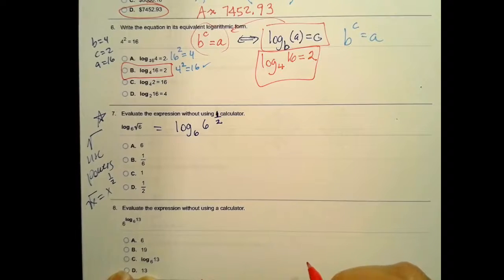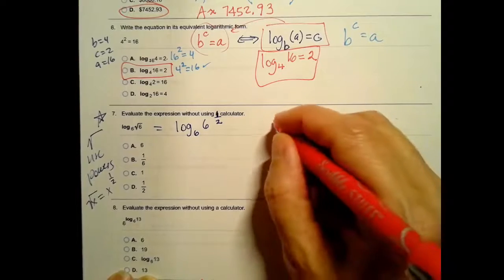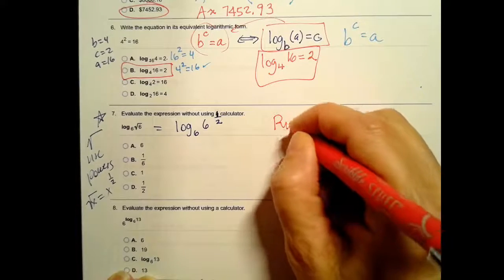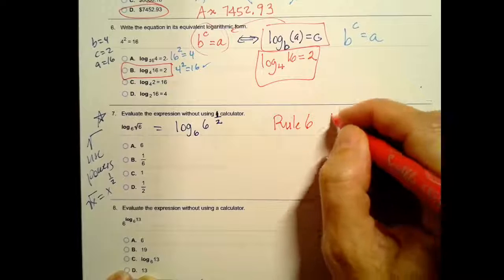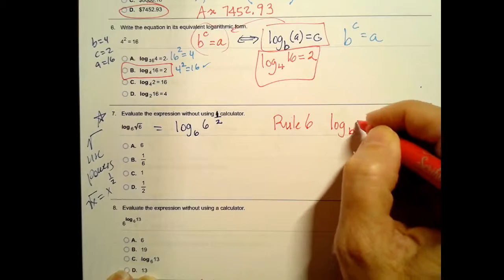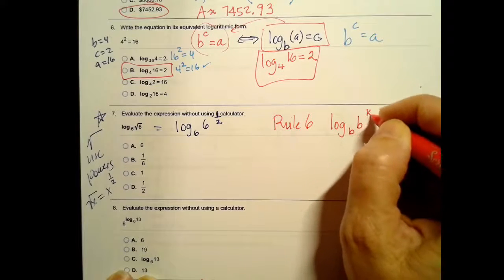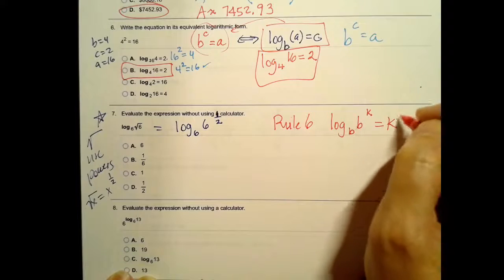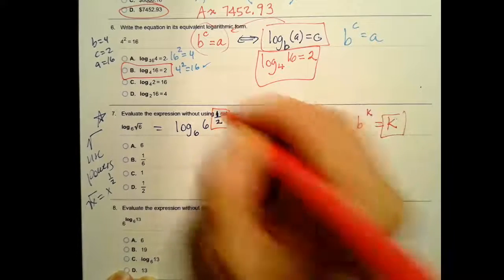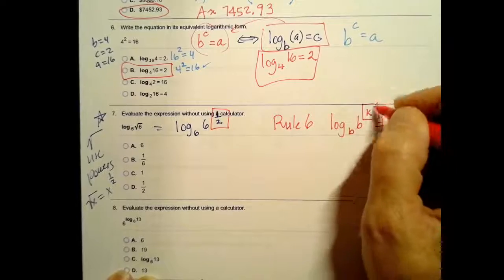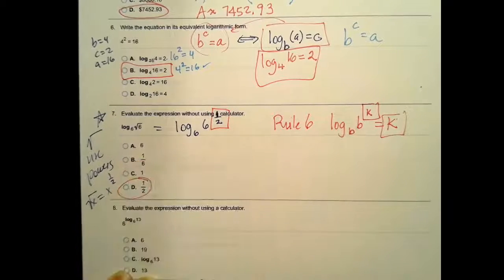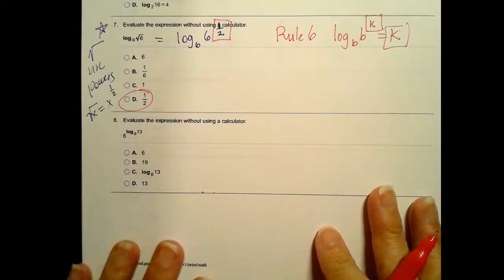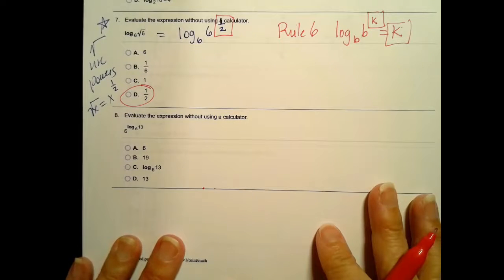So if we go back and look at our rule page that I gave you guys, rule number 6 says log base b of b raised to the k. The b's sort of cancel each other out, and you're just left with the power, the k. So the answer is 1/2. No math. You just have to know the rules. Okay, looking at our next one.